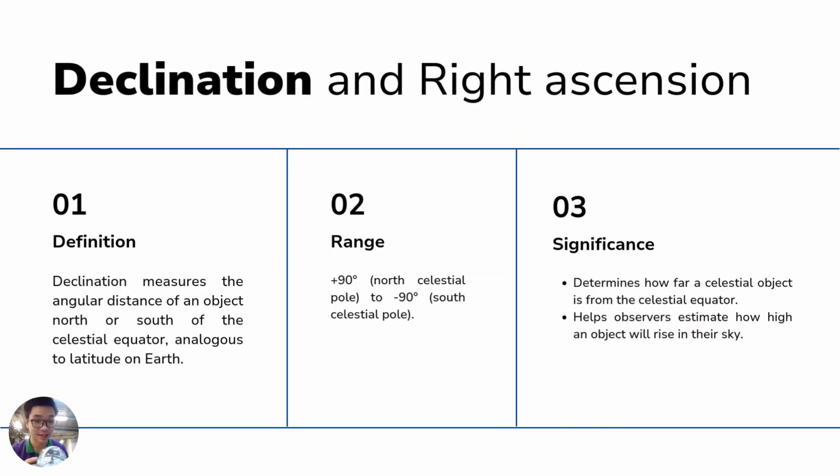Declination is first, to measure the angular distance of an object north or south of the celestial equator, as you can see here. We do have some measuring tape here, which can be used to measure the declination, and is also analogous to the latitude of Earth. The range is 90 degrees to negative 90 degrees. It is used to determine how far the celestial object is from the celestial equator, and also helps the observer estimate how high the object will rise in the sky.